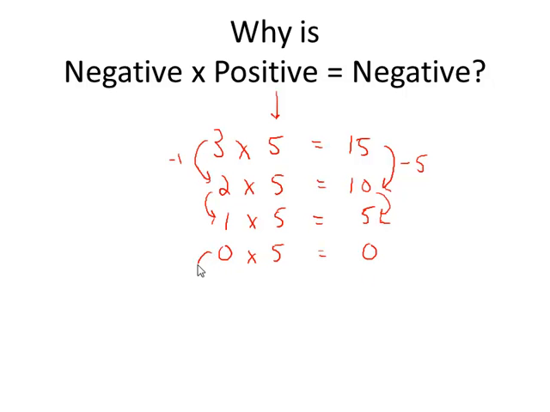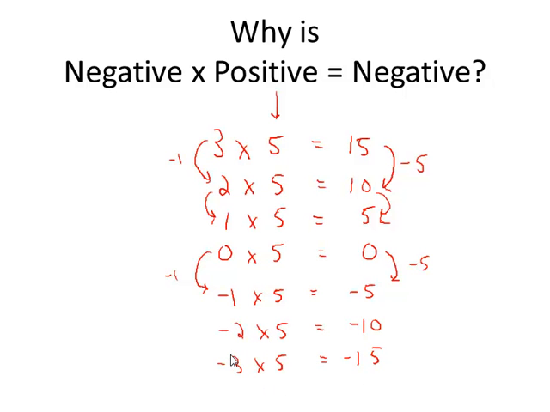So if we drop that first factor by 1 more to negative 1, this product is going to drop by 5 again. And 0 minus 5, that's negative 5. So here we have a negative number times a positive number being negative. We can continue the pattern, right? Negative 2 times 5 is negative 10. Negative 3 times 5 is negative 15, and so on.